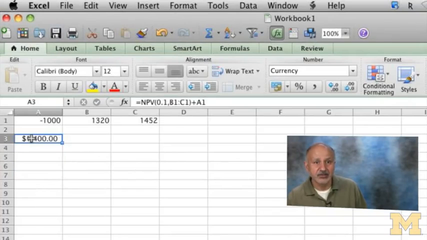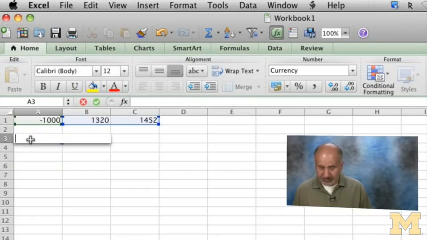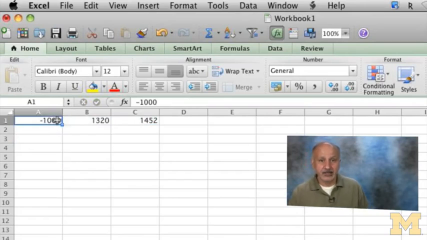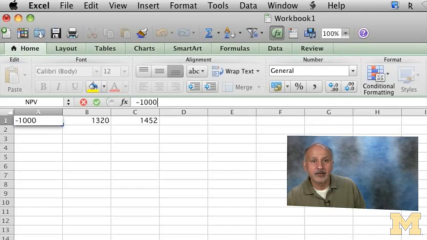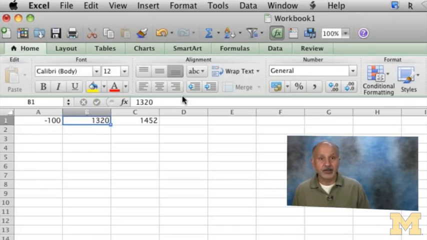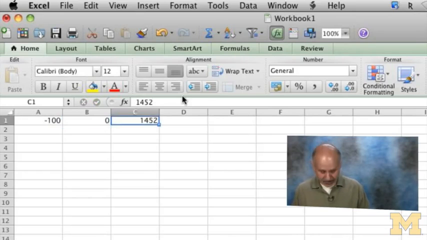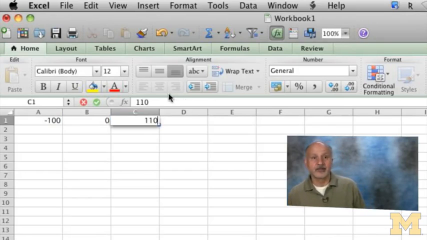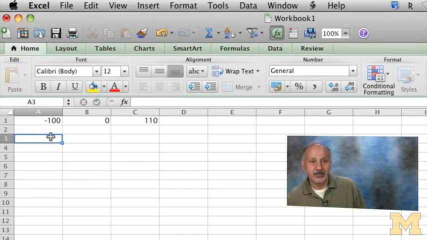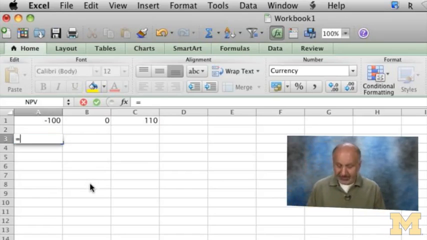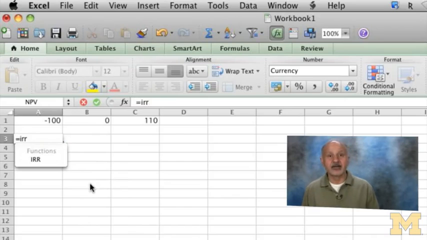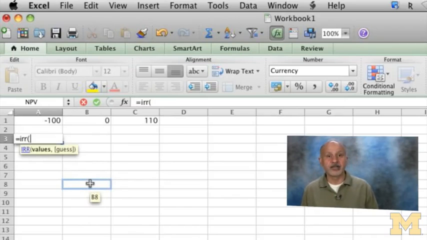And actually, no, why don't we just delete that number? And what was our problem? I'm spending negative $100, right? This was what? 0. This was what? 110, right? Everybody okay? I think you're okay. Let's do it. So what is the function? IRR. Open up the brackets, parentheses.